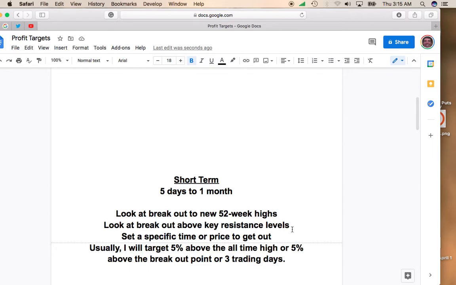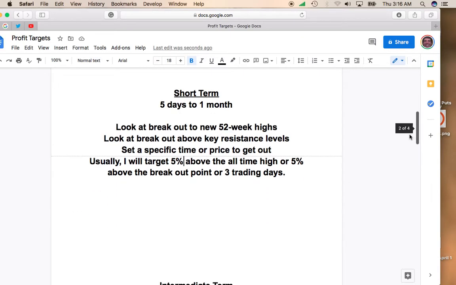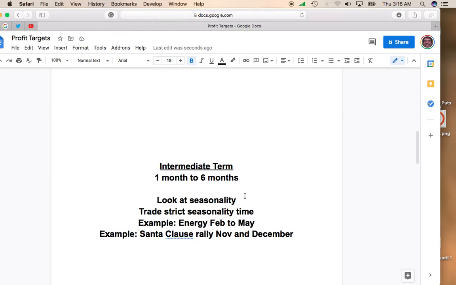If I'm looking at, let's say, a stock that breaks above a $5 level, I've set a profit target of $7 a share, usually about 1 month. If after 1 month the stock has broken out from $5 a share and hasn't hit $7, I'll just take profit on it. But usually that's how I target short term. I love playing the 52-week high because you tend to get a lot of buying, especially in a bull market. And I just try to take, like I said, a 5% profit target, or I just exit the trade after 3 trading days.